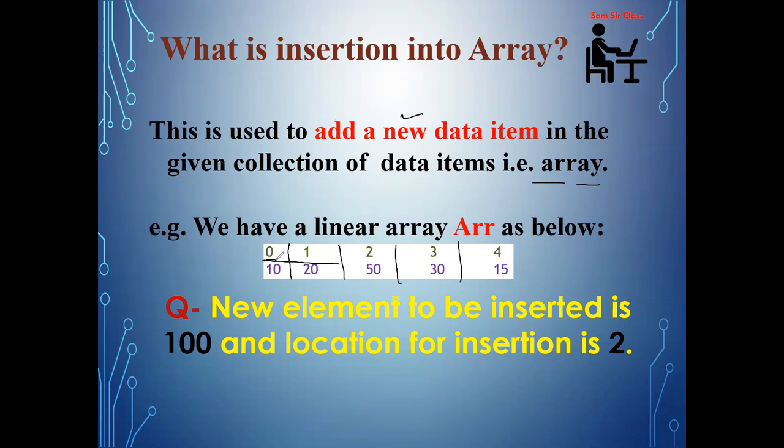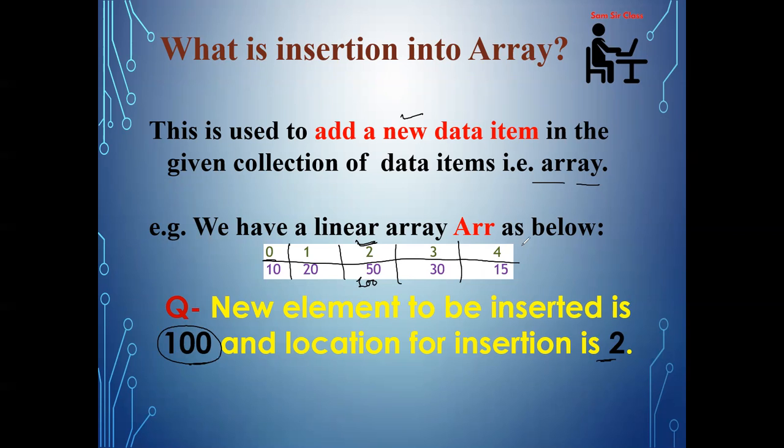For example, suppose you have this particular array, with a number of elements already present. Clear? Now you have to insert a new element 100, at position 2. So at index number 2 you want to insert 100. If I want to store 100, it doesn't mean I need to delete 50 or overwrite 50.